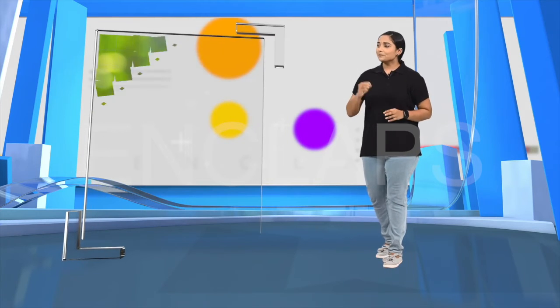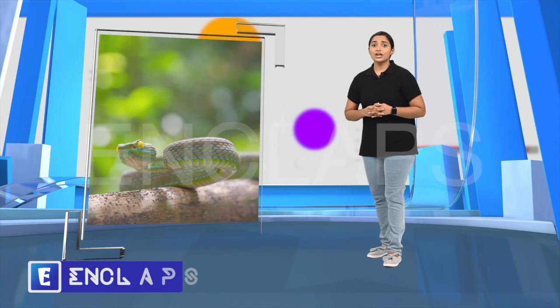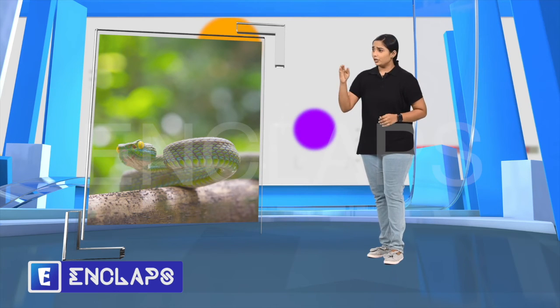Next we will see snake. Snake has Jacobson's organ. The aromatic particles that stick on the tongue of the snake reach Jacobson's organ seen on the roof of the mouth cavity. The olfactory receptors seen there get stimulated then.